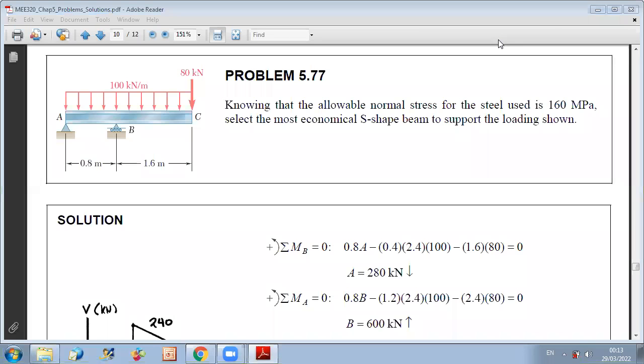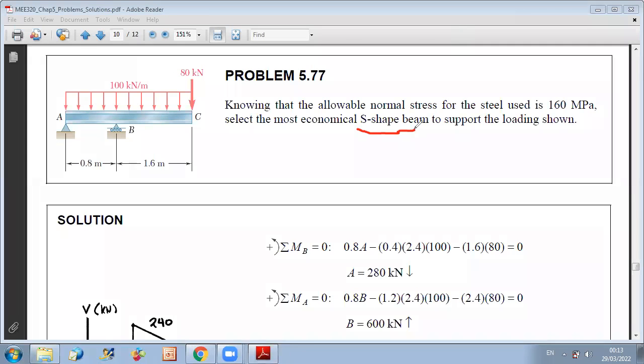In this problem, knowing that the allowable normal stress for the steel used is 160 megapascal, select the most economical S-shaped beam to support the loading shown. So as we discussed, sometimes we have standard beams used.